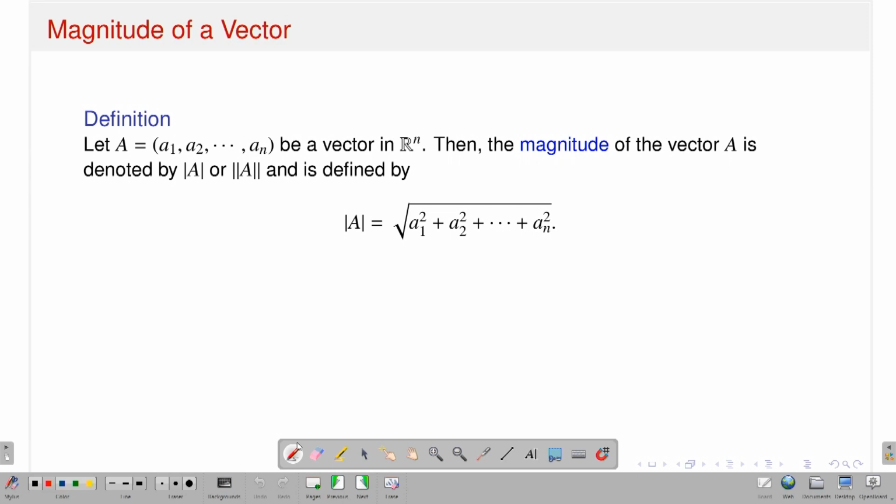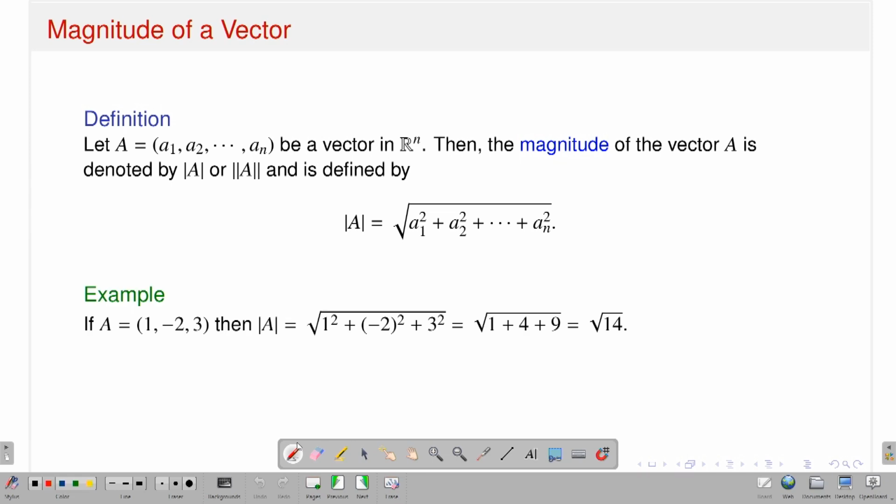Next, we define a concept called magnitude. This is something like modulus or absolute value, generalized to the vector. Let A = (A1, A2, ..., An) be a vector in Rn. Then the magnitude of the vector A is denoted by modulus A or norm A. If you put the double vertical line, it is called norm, otherwise the single vertical line is usually called modulus. Modulus A or norm A is defined as the square root of A1 square plus A2 square plus up to An square.